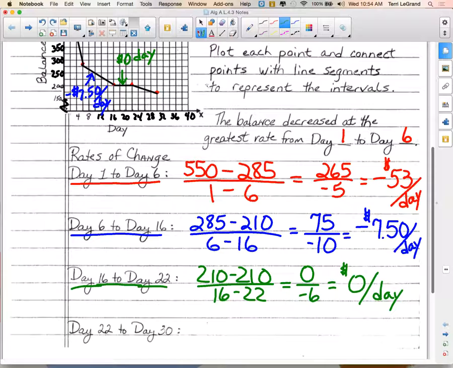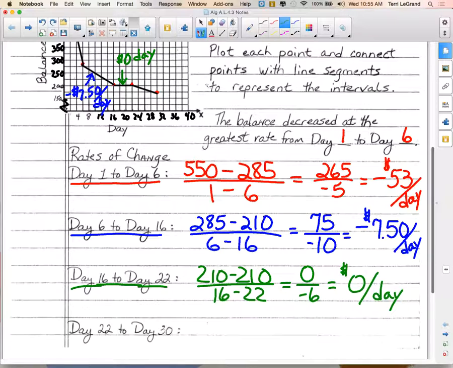Tell me why we should have expected this one to come out $0 per day. Why should we have expected that by looking at the graph? Okay, you guys are working ahead of me. I'm asking you a question. I want you to answer right now. Okay, well then stay with me. Why should we expect, by looking at that third line segment, that it would be $0 per day?